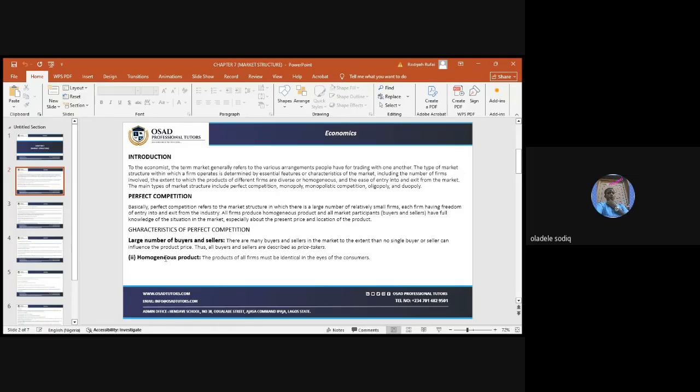Then the second one is what? Homogeneous product. So what do we mean by homogeneous product in perfect competition? The product of all firms must be identical in the eyes of the consumers. That is, if, for example, you and I were in a perfect competition, whatever you are selling must be the same as what I'm also selling.